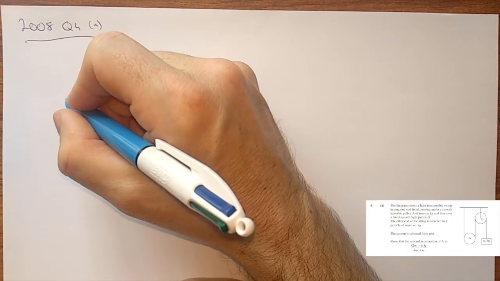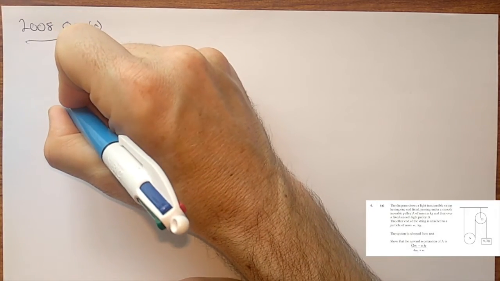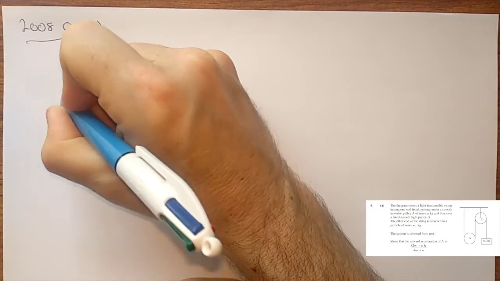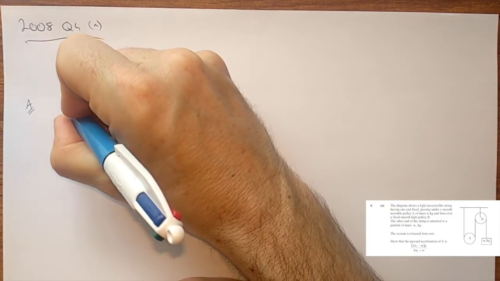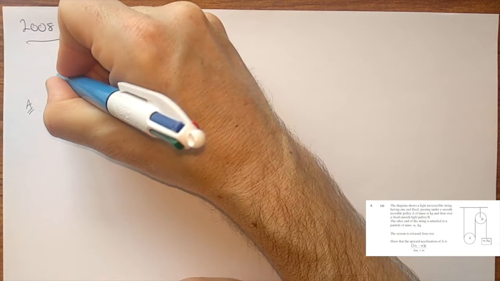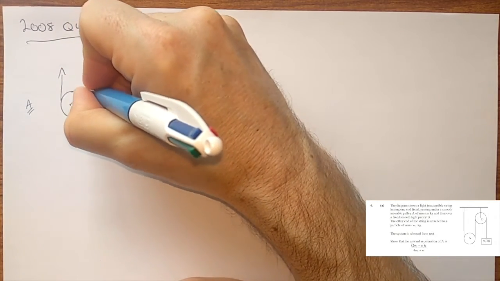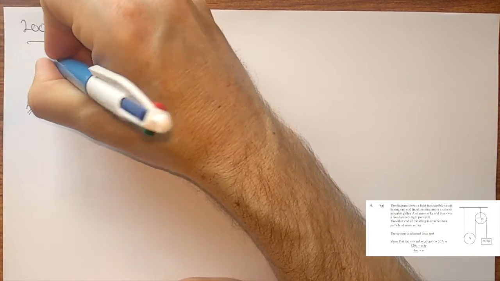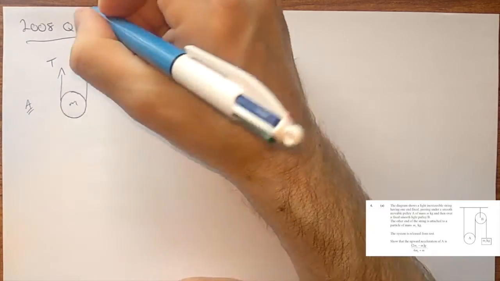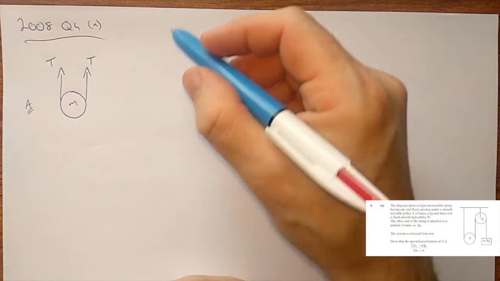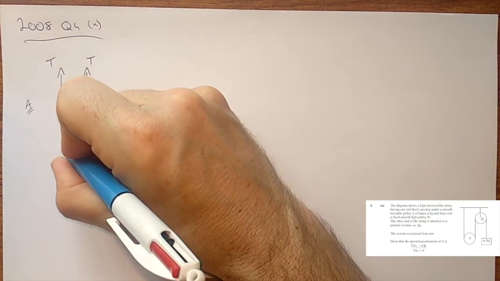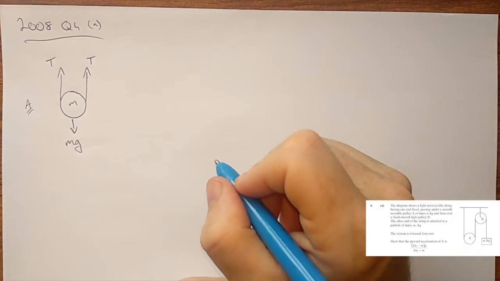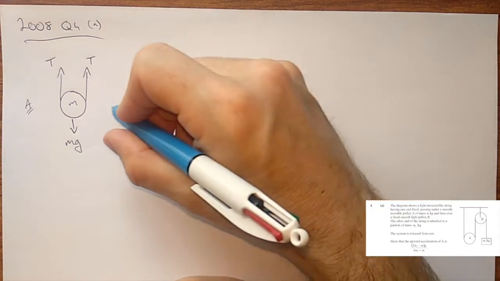All right, so we are going to look at A first. So this is A. A has a mass of M. The string is pulling up on each side. We're going to call the force in our string T. So there's a total force of 2T going upwards. Because it has a mass, there's a weight attached to it, so mg going downwards.